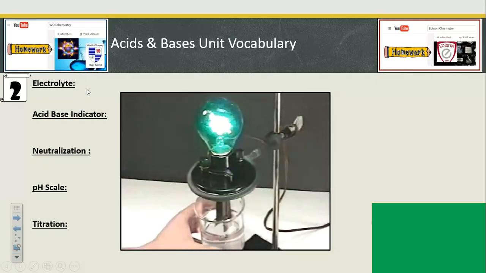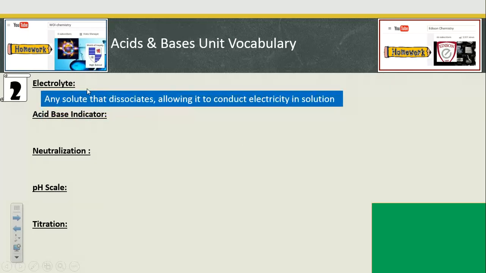An electrolyte is any substance that allows water to conduct electricity because it has dissociated. Well, acids and bases both do this. So acids and bases are both electrolytes.